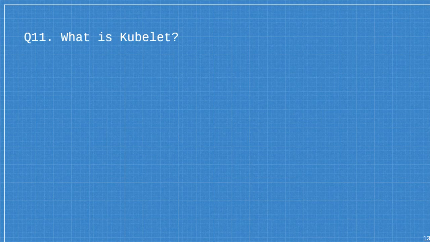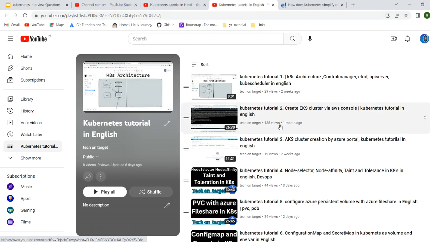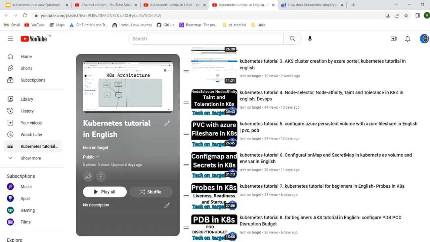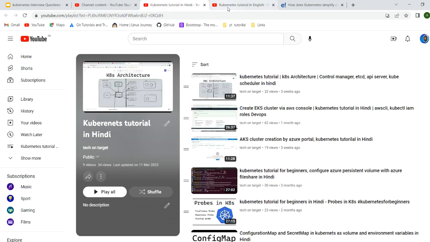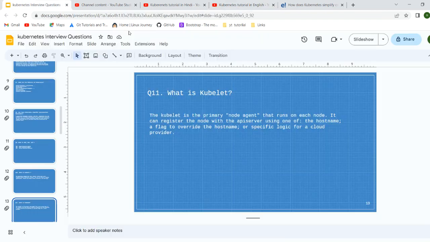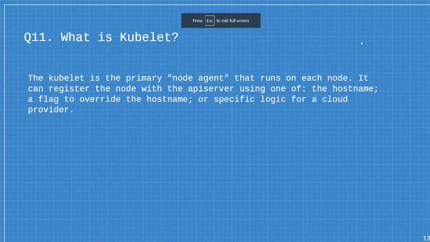What is the kubelet? It is part of the main architecture diagram of Kubernetes. I have made a playlist. If we go here, different options are available. I have covered different things both in Hindi and English. Whichever you prefer, you can go and take benefit from that if it increases your learning.